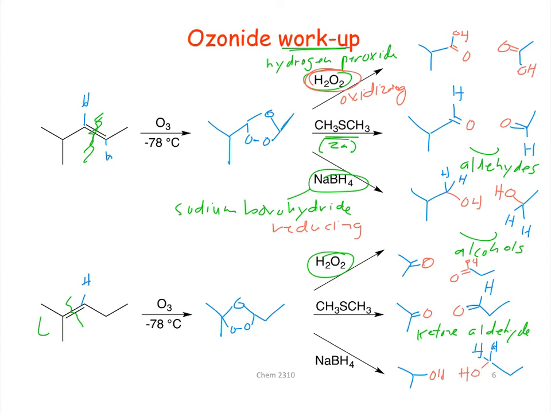Okay, so again, if we just break this bond and add oxygens, that's what we get if we use dimethyl sulfide. If we add hydrogen peroxide, we oxidize both of these groups if we can. So an aldehyde can get oxidized to a carboxylic acid. A ketone can't get oxidized further. And the reason is there's no H here. We have to be able to remove an H, so it stays the same. If we use the reducing conditions, we can reduce the ketone to the secondary alcohol, and we can reduce the aldehyde to the primary alcohol.